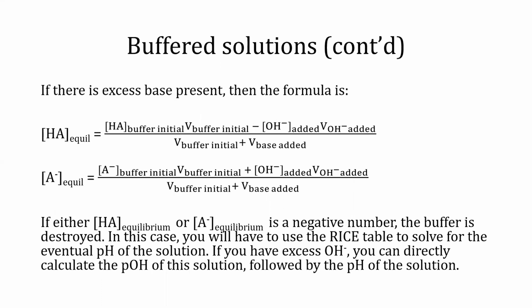Perform a similar approach if you have excess base present in terms of OH-. If either HA equilibrium or A- equilibrium is a negative number, the buffer is destroyed. In this case, you will have to use the RICE table to solve for the eventual pH of the solution. If you have excess OH-, you can directly calculate the pOH of this solution, followed by the pH of the solution.